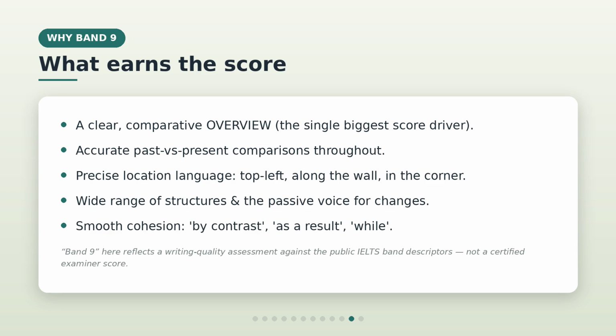So what makes this a Band 9 answer? First, a clear comparative overview. That is the single biggest score driver. Second, accurate past versus present comparisons all the way through. Third, precise location language, such as top left, along the wall, and in the corner. Fourth, a wide range of structures and the passive voice to describe changes. And finally, smooth cohesion with linkers like by contrast, as a result, and while.